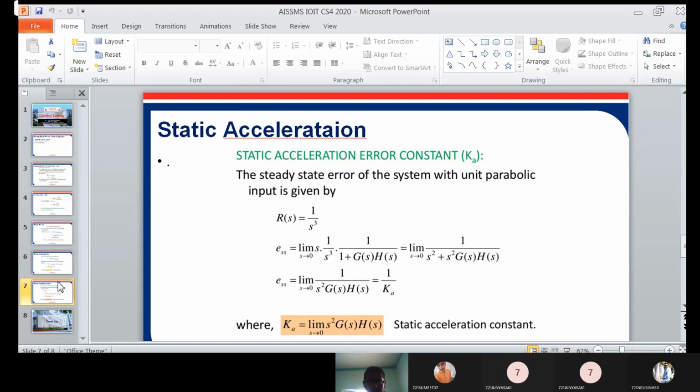So in this lecture we discussed all about the different static error constants: acceleration Ka, velocity Kv, and positional Kp. Thank you.